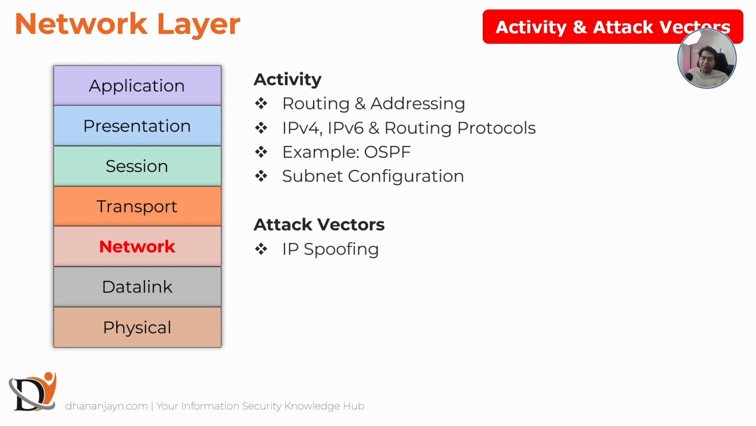So attack vectors: IP spoofing, routing table manipulation, and DDoS attack. These are some of the attacks which can happen at this particular layer.